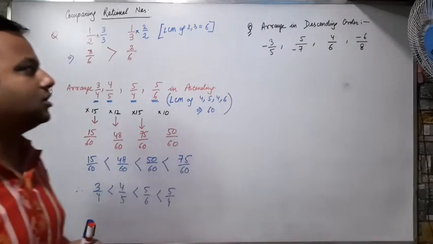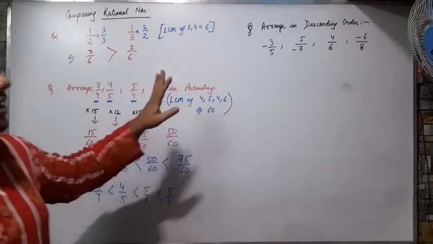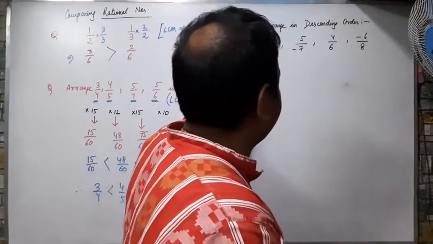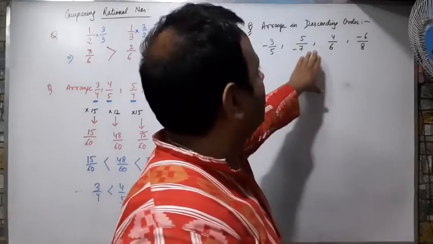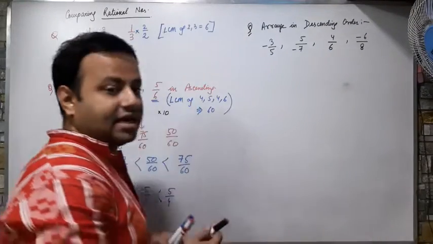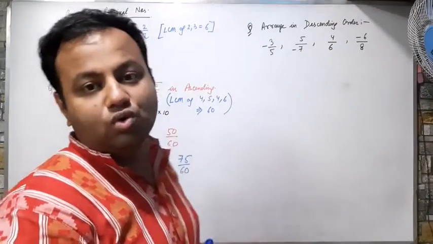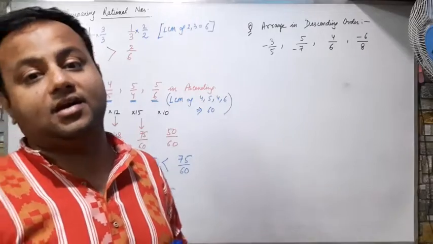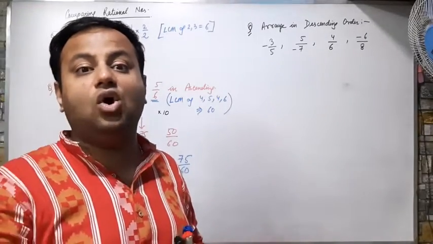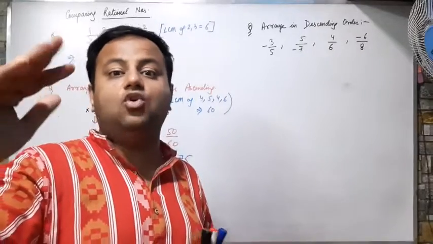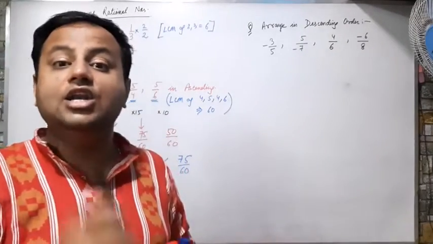So this is my question. My question is very clear that I have to find the descending order of minus 3 by 5, 5 by minus 7, only 4 by 6 and minus 6 by minus 8. The first thing that I have to do, I have to get rid of the negative from the denominator. Denominator cannot have only negative values. Always the negative value have to be shifted to the numerator.